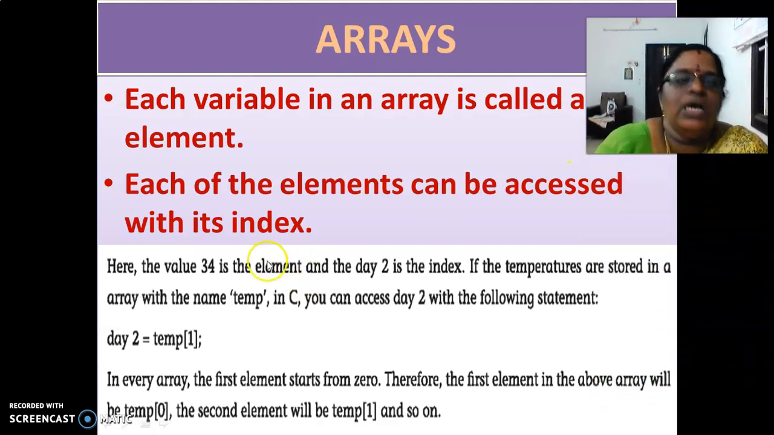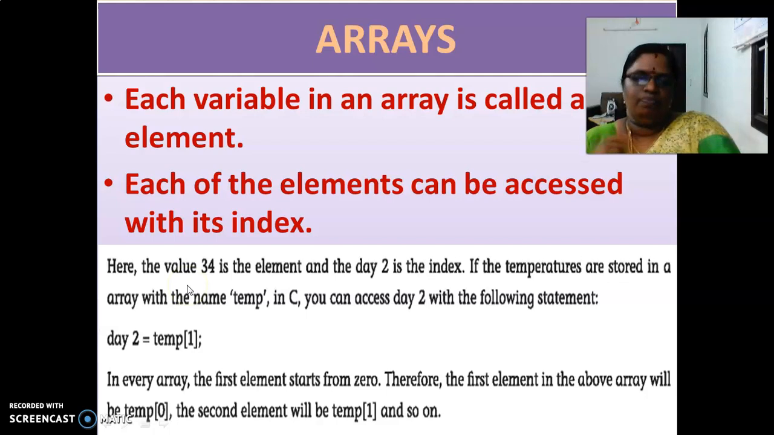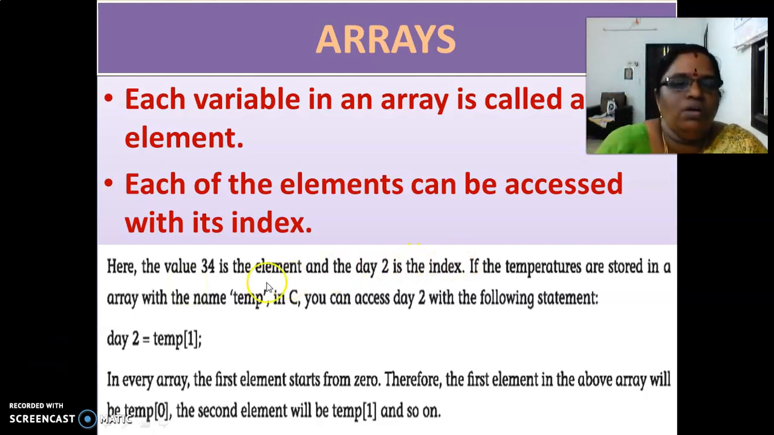How to access? We'll see the example. Here the value 34 is the element and the day 2 is the index. If the temperatures are stored in an array with the name temp in C, you can access day 2 with the following statement. Day 2 is equal to temp[1]. Temp is the array name, 1 is the second row. Okay, so the value 34 is an element and the day 2 is the index.